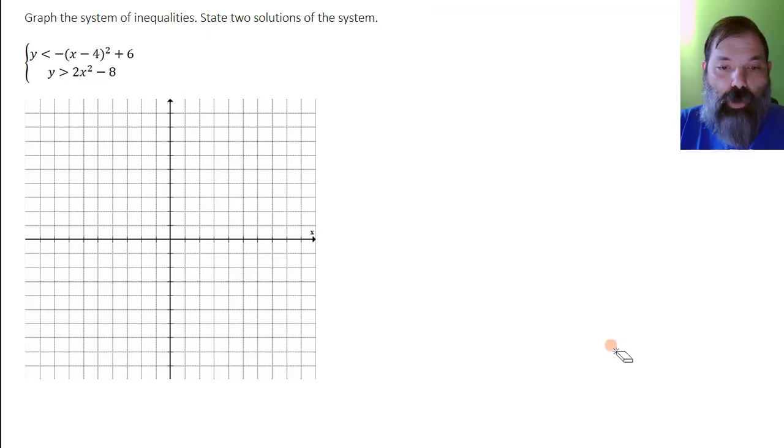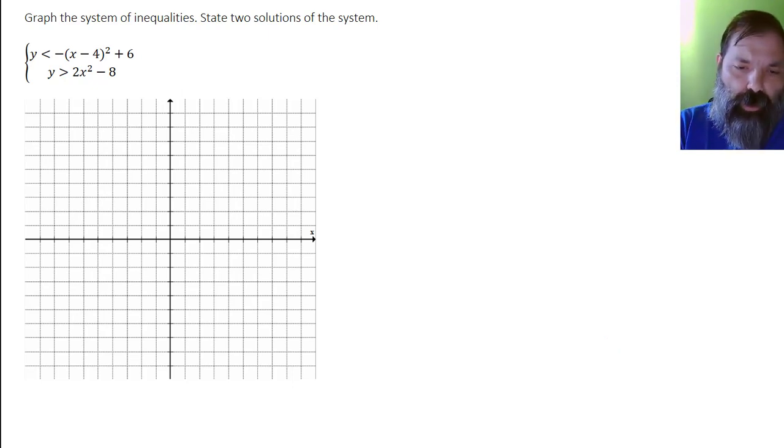Graph the system of inequalities, state two solutions of the system. And here we have the system y is less than the opposite of (x minus 4) squared plus 6. That looks like that's quadratic. That's a transformation of y equals x squared. And y is greater than 2x squared minus 8. That is also quadratic. It's also a transformation of y equals x squared.